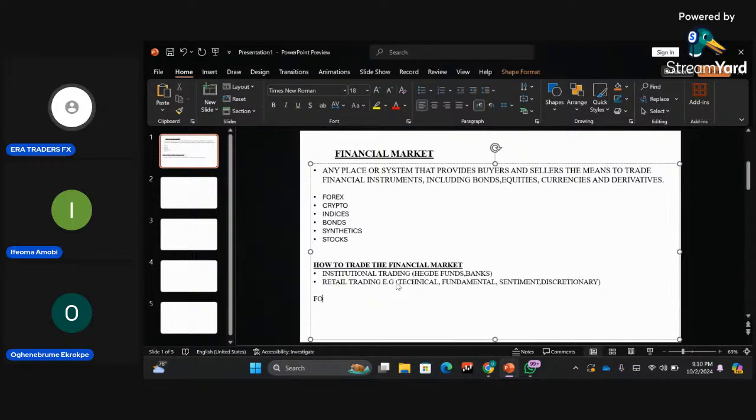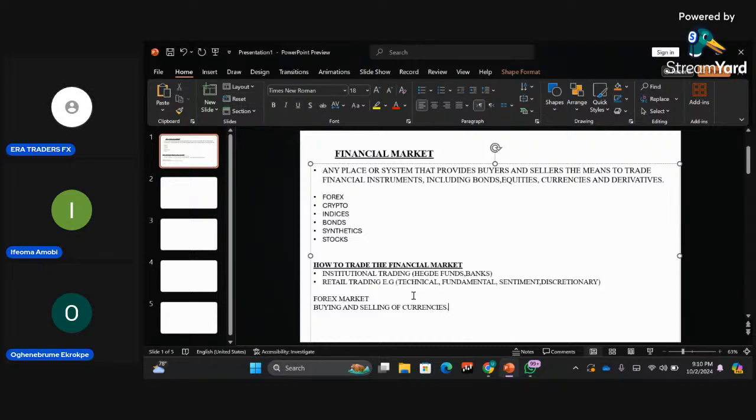So now let's talk about the forex market. The forex market involves buying and selling of currencies. Take note of that. When I say currencies, you are trading one currency for another currency. For example, when you want to trade GBP USD, you are trading GBP against USD, or you are trading USD against Japanese yen. Those are currency pairs, right?